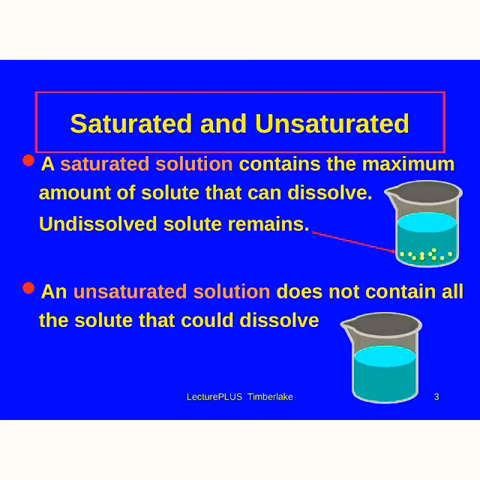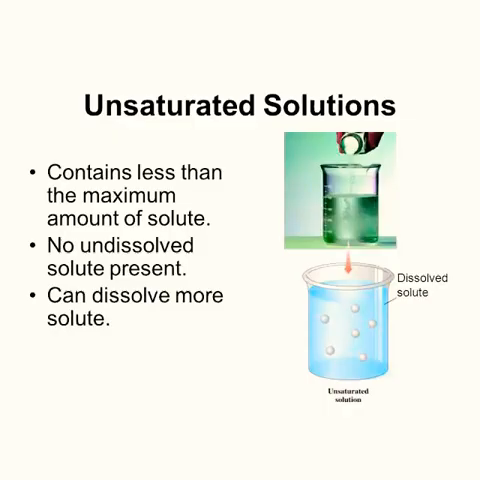An unsaturated solution does not contain all the solute that could dissolve. Contains less than the maximum amount of solute. It contains no undissolved solute in the solution and it has the capacity to dissolve more solute in it. So you understood that solutions are divided into two types depending on the amount of solute. They are dilute solutions or concentrated or saturated solution.